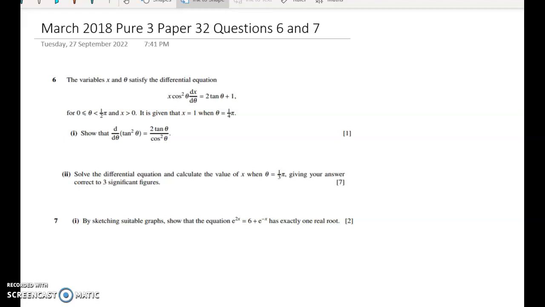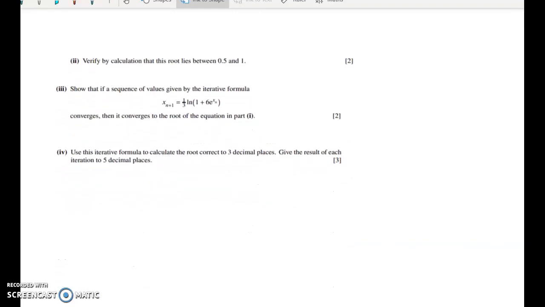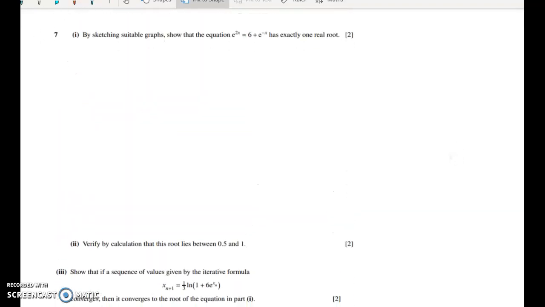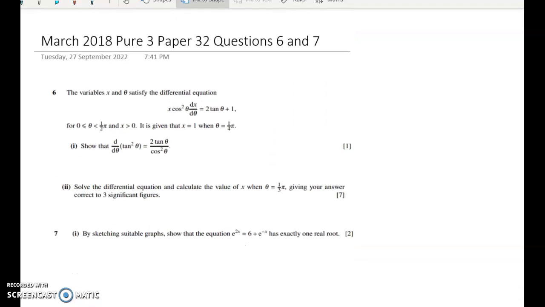The first one's a differential equations problem, and the second one is quite an involved iterative methods one, which I picked on purpose because it made you draw some graphs and really explain what was going on.